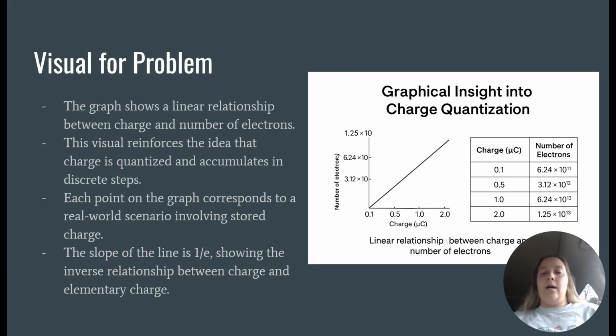This was the chart that I did. The graph shows a linear relationship between charge and number of electrons. This visual reinforces the idea that charge is quantized and accumulates in discrete steps. Each point on the graph corresponds to a real-world scenario involving stored charge. The slope of the line is 1 over e, showing the inverse relationship between charge and elementary charge.